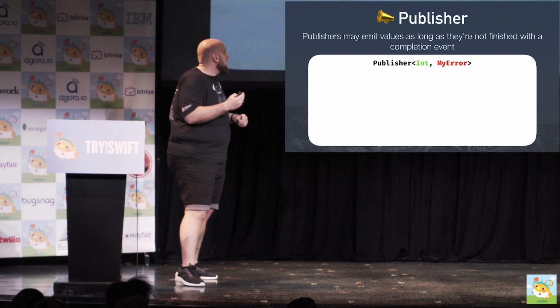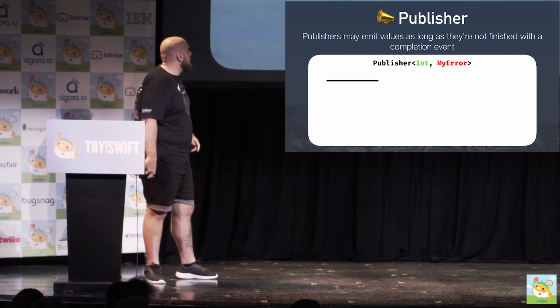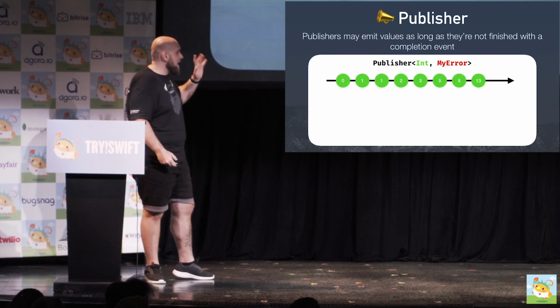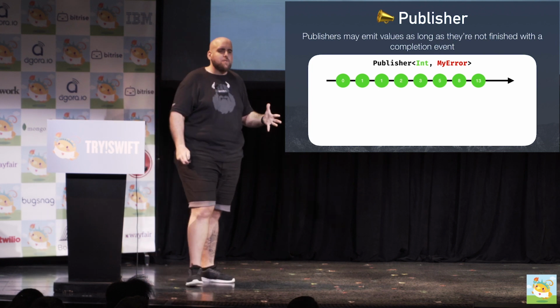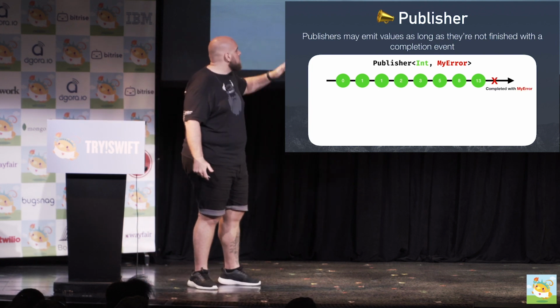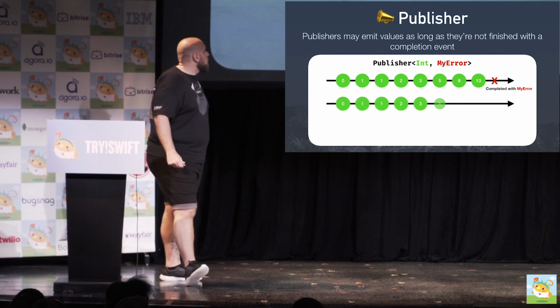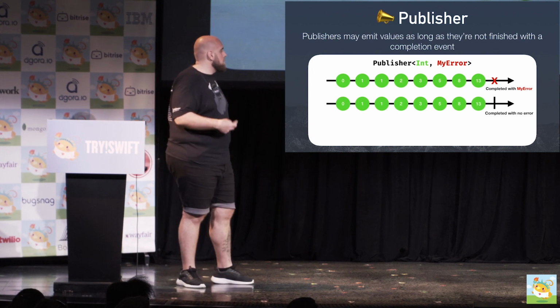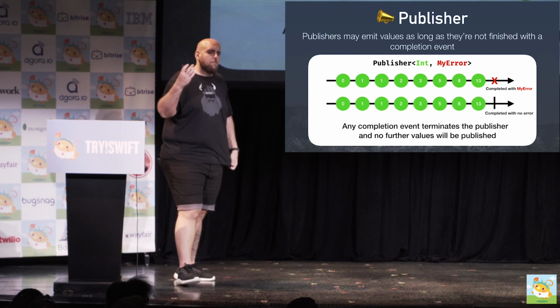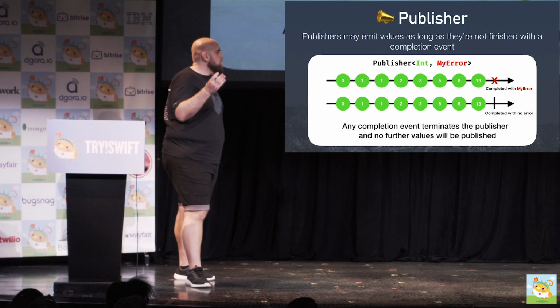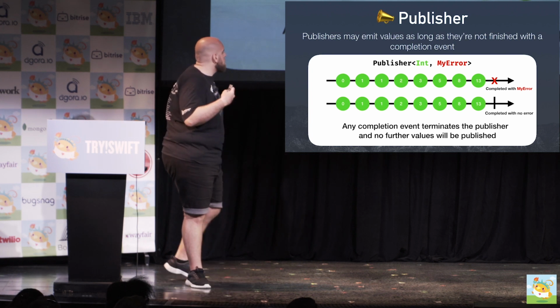Publishers may emit endlessly, as many values as they have. They can just emit as many values as they have until there is some completion event. Once an error occurs, or once a regular completion event occurs, there will never be more values emitted from that publisher, which is a really strong guarantee that you should be aware of.